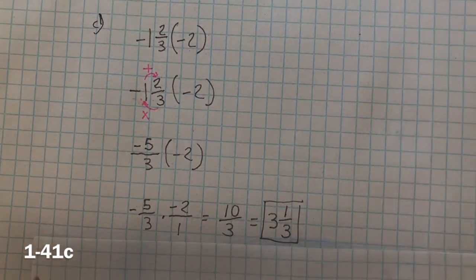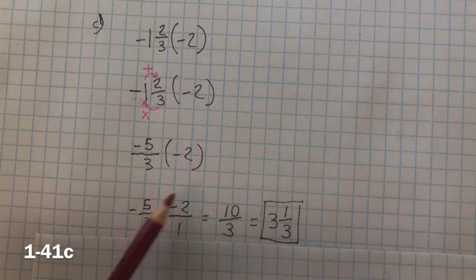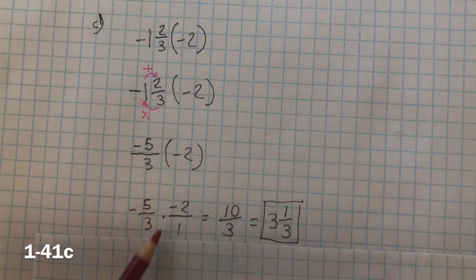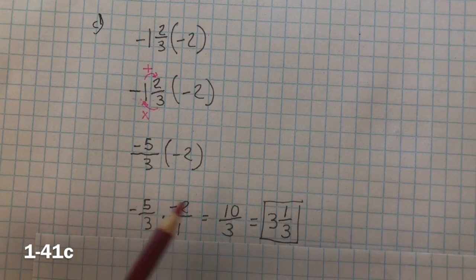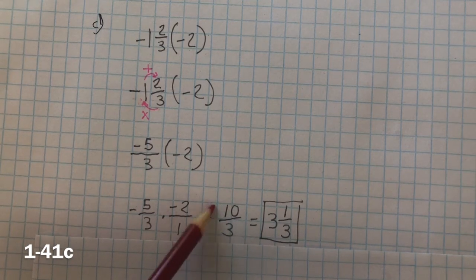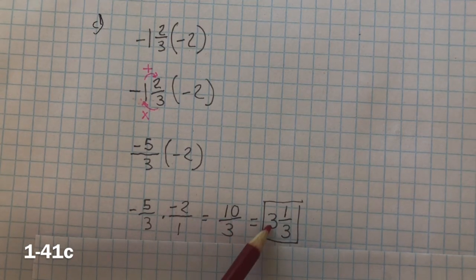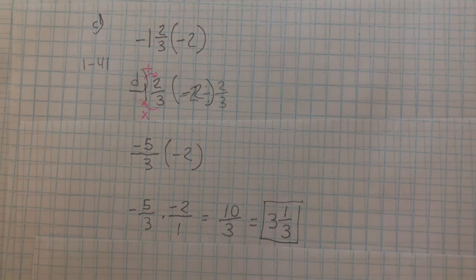So now we have negative 5/3 multiplied by negative 2. And here I wrote this as a fraction. Negative 2 divided by 1 is still negative 2. And you multiply straight across. Negative 5 multiplied by negative 2 is a positive 10, because a negative multiplied by a negative is a positive. 3 multiplied by 1 is 3. It's an improper fraction, so we can simplify it. 10 divided by 3 is 3 1/3.